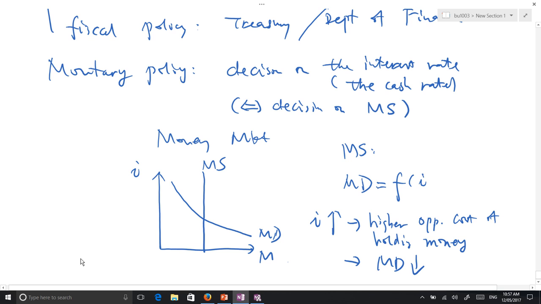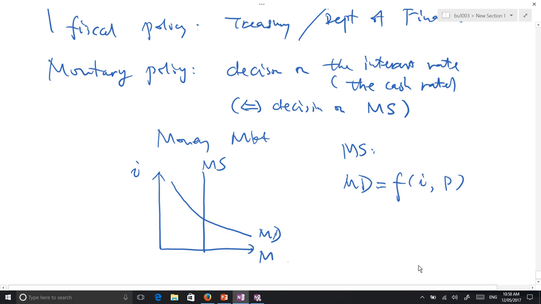There are also other factors that can affect money demand as well. For example, the price level. Everything else being equal, price goes up, everything becomes more expensive. So you need to hold more money to deal with the transactions that you want to have. So money demand increases.